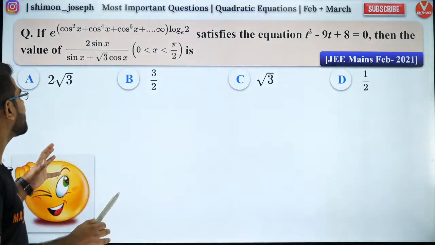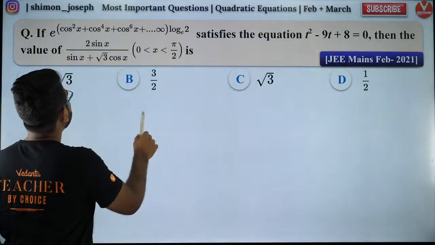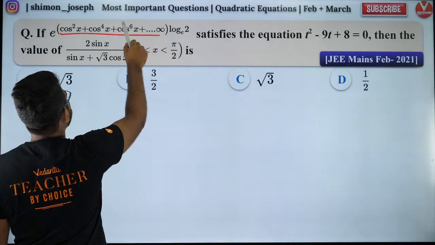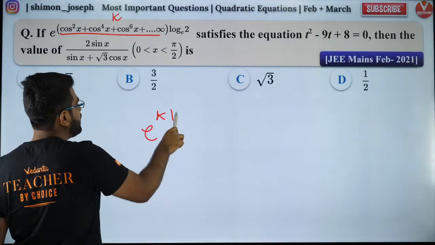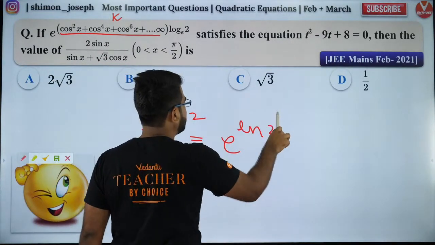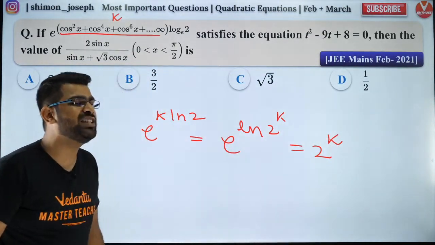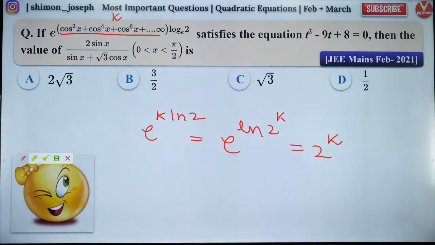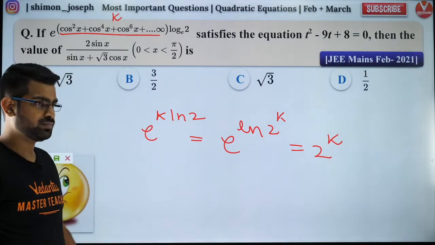So people, let's try to solve this question. First of all, I have this thing, right? I will take it as something like k. So I have e to the power k ln 2. So can I say it is e to the power ln of 2 power k, and that will be equal to 2 power k? Are you guys aware of these properties?